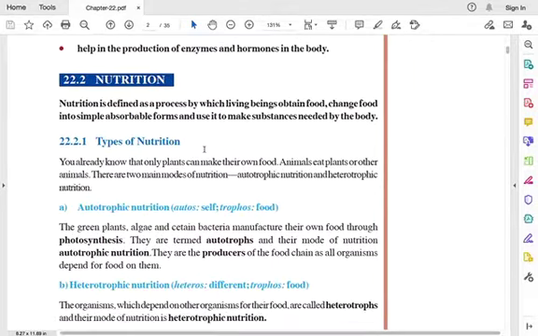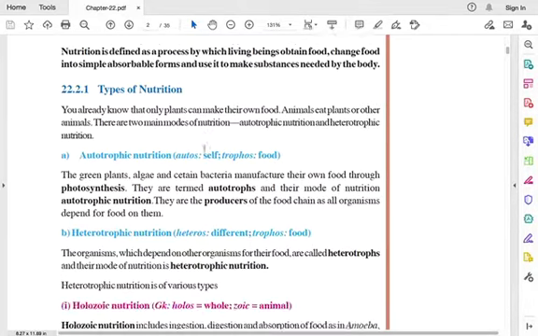So nutrition is basically that living beings obtain food and change that food into simple absorbable forms, and further that will be converted into substances needed by your body, like hormones, enzymes, or energy. So that process is called nutrition.